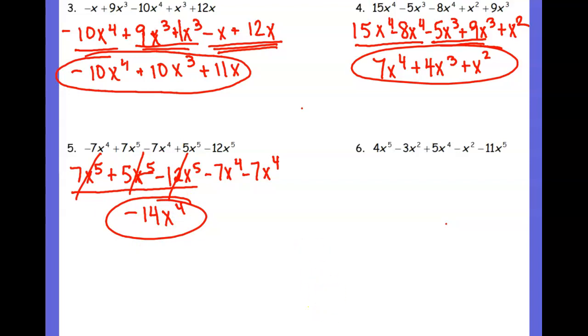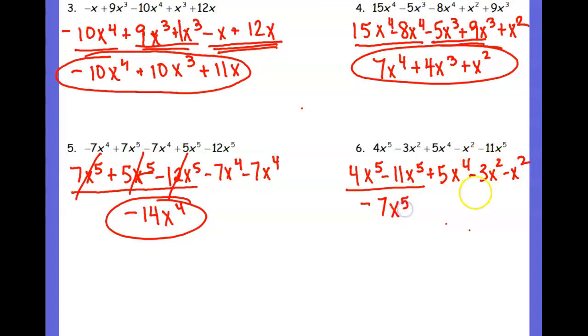Okay, all right, so we're going to do the same thing for number 6, put them in order. So we've got 4x to the fifth, okay, minus 11x to the fifth, plus 5x to the fourth, minus 3x squared, and minus x squared. Okay, once we get them in order, we combine our like terms. We've got a negative 7x to the fifth, and then we've got just the 5x to the fourth by itself. We didn't have to combine it with anything. Okay, and then when we combine negative 3x squared minus x squared, we get negative 4x to the second.